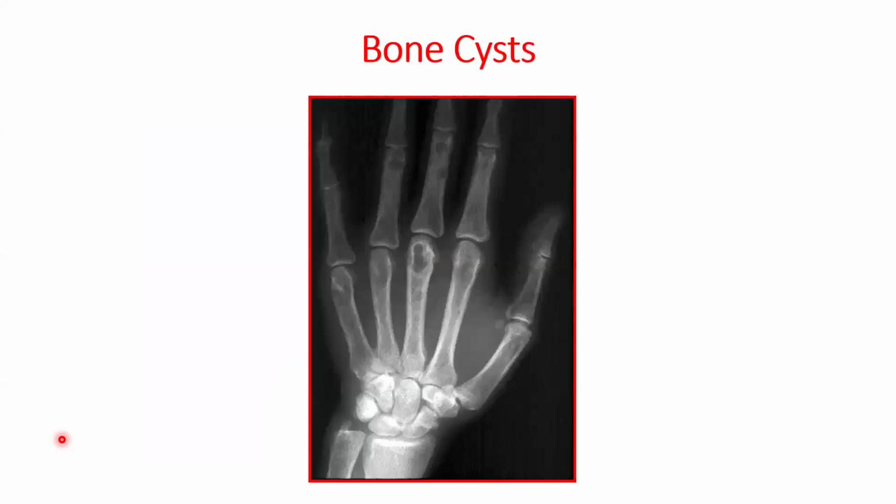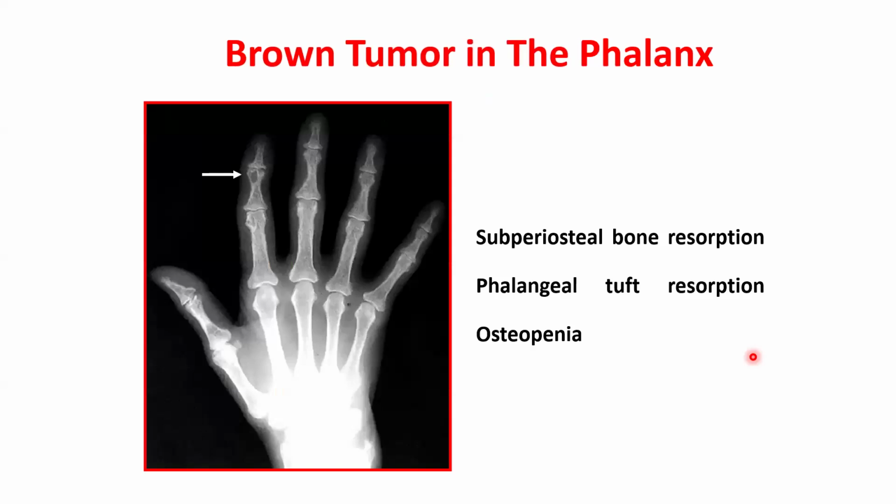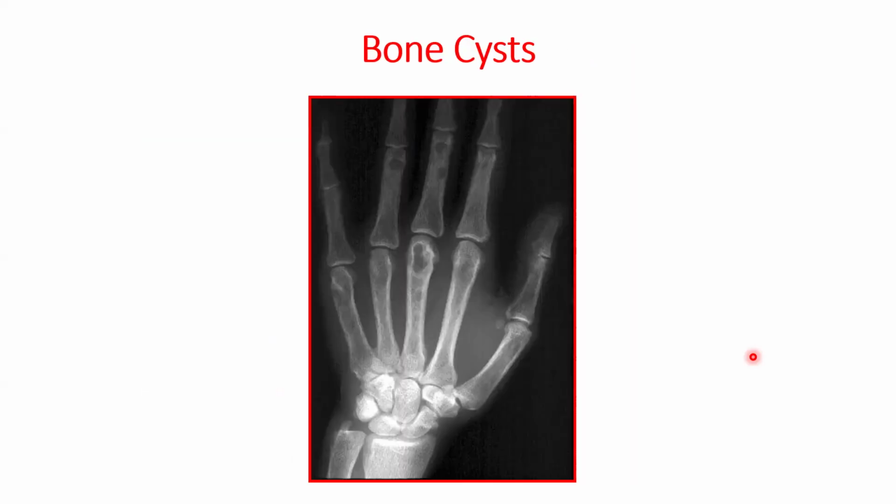And here is a plain X-ray of the left hand of a patient with primary hyperparathyroidism showing bone cysts. Here, there, there, there, and there. So what is the difference between a brown tumor and a bone cyst? Did you notice the difference? Can somebody tell me? What is the difference? Is there any difference or are both the same?